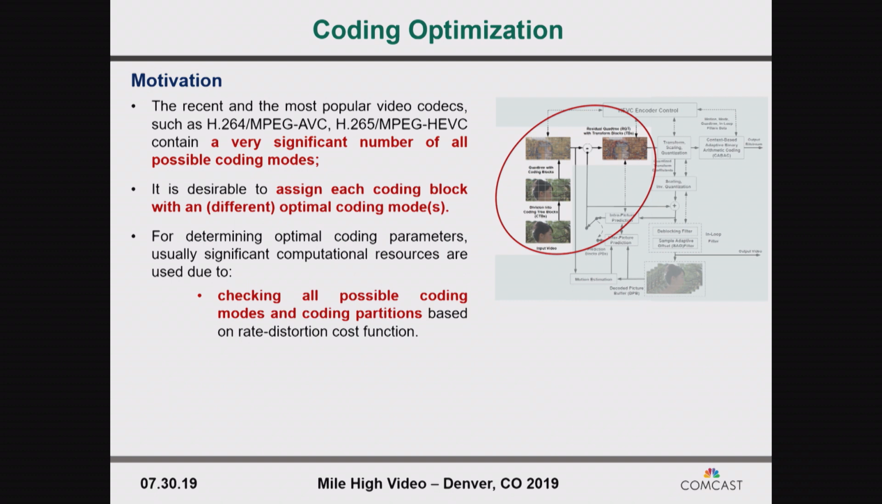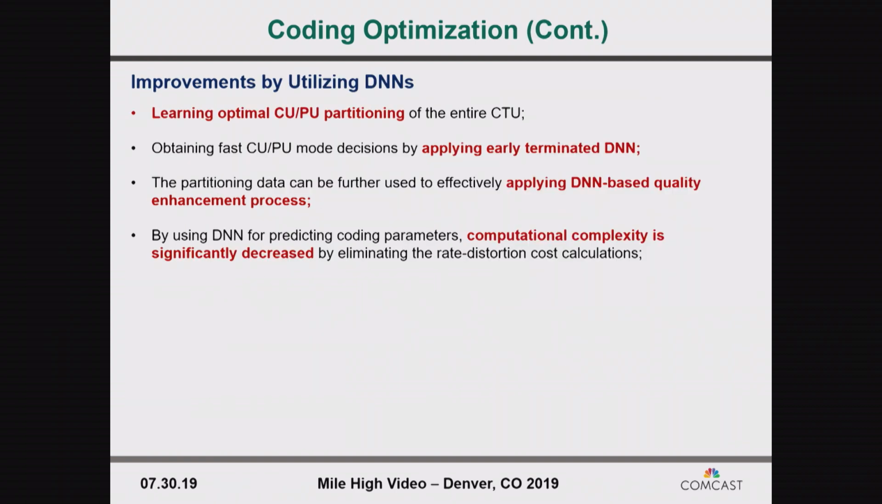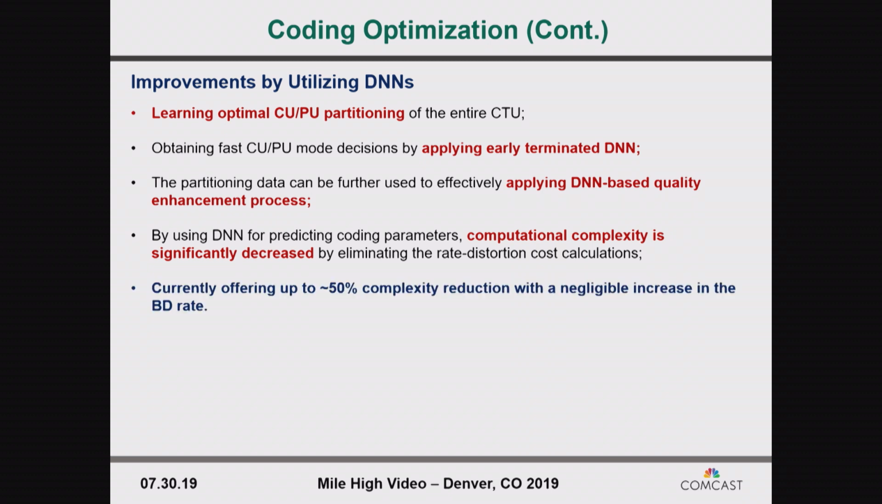And the last one, we have coding optimization. As you know, we need to assign different coding blocks with optimal coding modes. And also for that, we can use deep neural networks. We can actually learn the optimal CU partitioning for the entire CTU, also apply some kind of early terminations, and reduce complexity in such a way by up to 50%, which is really significant. So in this particular scheme, we are targeting reducing complexity, simplifying the process, and not enhancing quality. So this 50% reduction comes with some kind of small increase in BD rate.